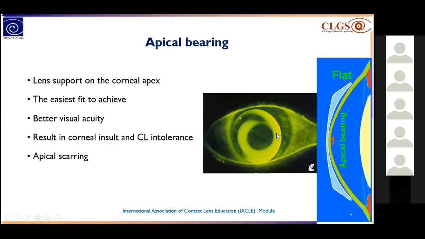In the flat fit, there will be lots of movement, as you can see. Because of the excessive movement of the lens, the patient will not be comfortable, even though better vision is achieved with this kind of fitting. Also, the chances of apical scarring are higher in this type of fitting, because here you can see there is a large touch between the cornea and the contact lens. So this is also not an ideal fit and not advisable for the long term, because there will be chances of apical scarring.